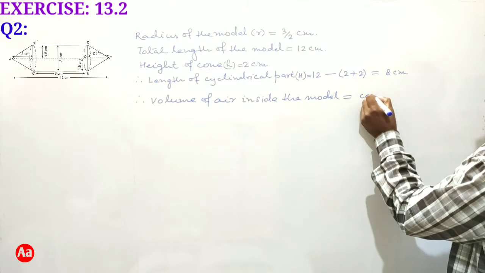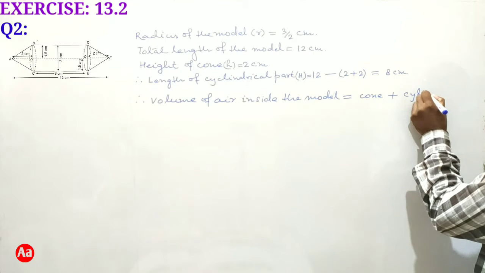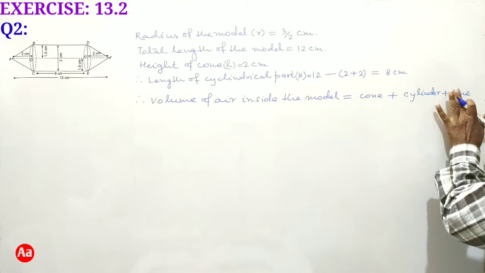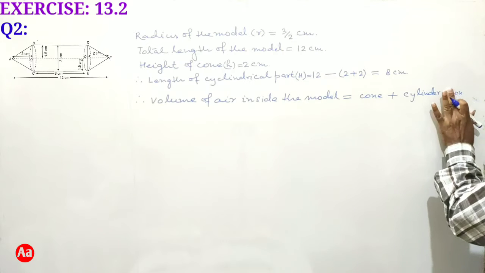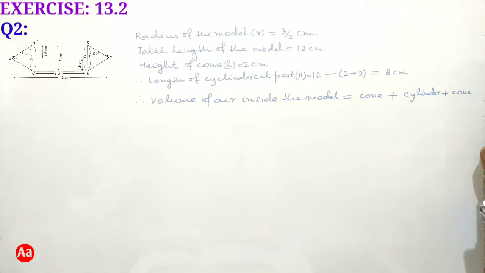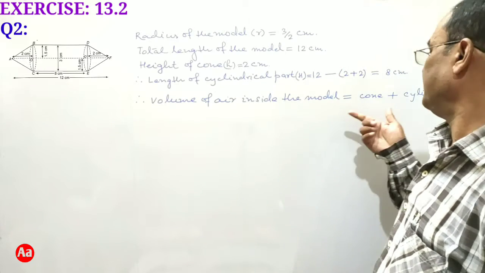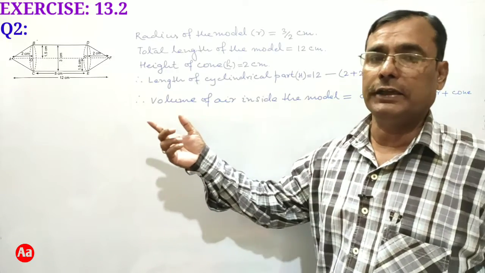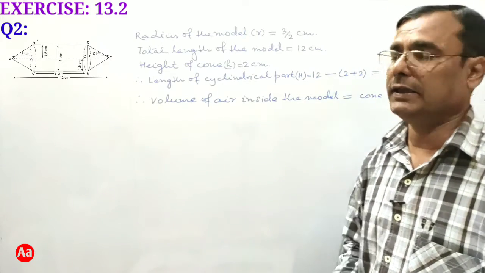So let us write in this simple form: cone plus cylinder plus cone. This is an easy way to write the volume of the model. Volume of cone plus cylinder plus cone means volume of two conical ends of the model plus volume of middle cylindrical part of the model.